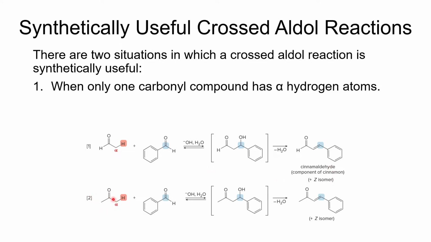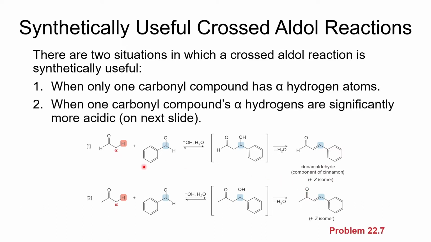If you use a ketone, this is acetone. If you use a ketone with this aldehyde, you can also get the same thing because this has an alpha hydrogen. You can get that elimination, and you will get this as your product. So both of these products are possible because there is only one carbonyl compound with an alpha hydrogen. The other possibility is that one of your carbonyls has alpha hydrogens that are significantly more acidic. We're going to look at that on the next slide, so we'll come back to that.